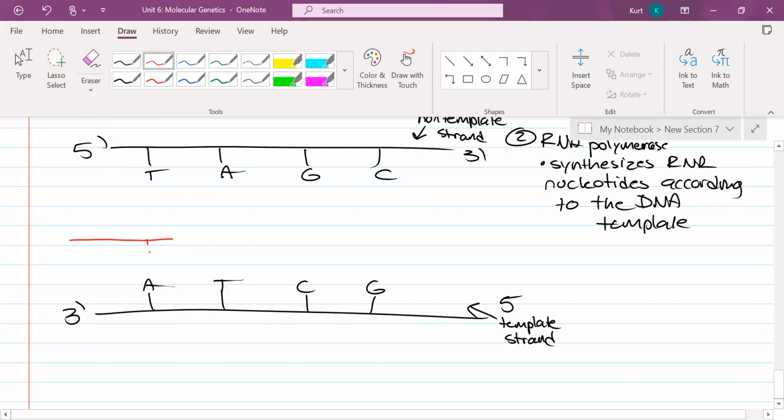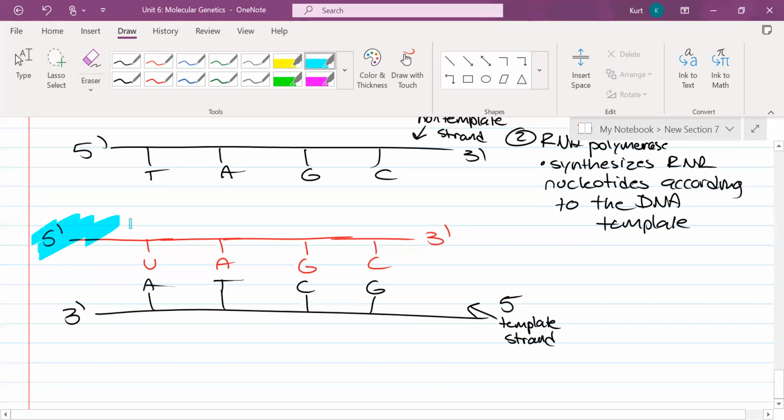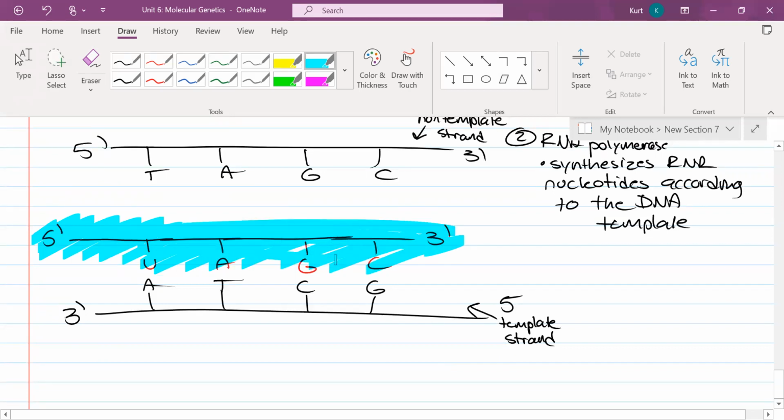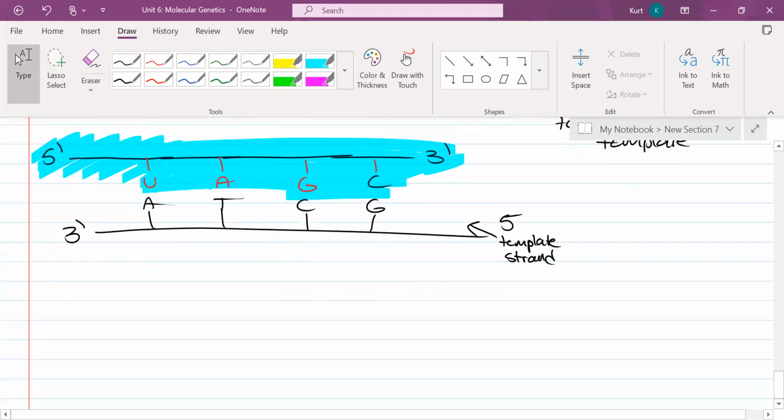Here comes RNA polymerase. It sees an A. What's it going to make? U. Then what? A. Keep going. G. And then what? C. That's right. And so here's your 5 prime. Here's your 3 prime. Ladies and gentlemen, this is your RNA. There it is. That is going to be able to leave the nucleus. Any questions so far? All right.